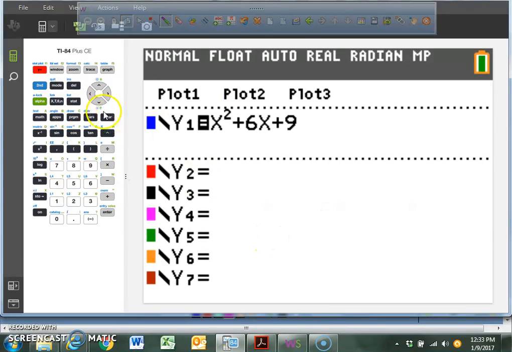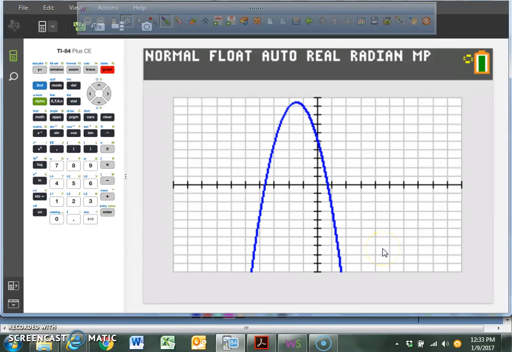Everybody hit y equals. It's negative 2x squared. Forgot the x. X squared. Is it minus 6x? Is it plus 5 or minus 5? Plus 5? Okay, plus 5. So there's my quadratic equation. I'm going to hit graph. There's the picture of our graph. But I want to check the table. We're going to want to check the table at negative 1.5.